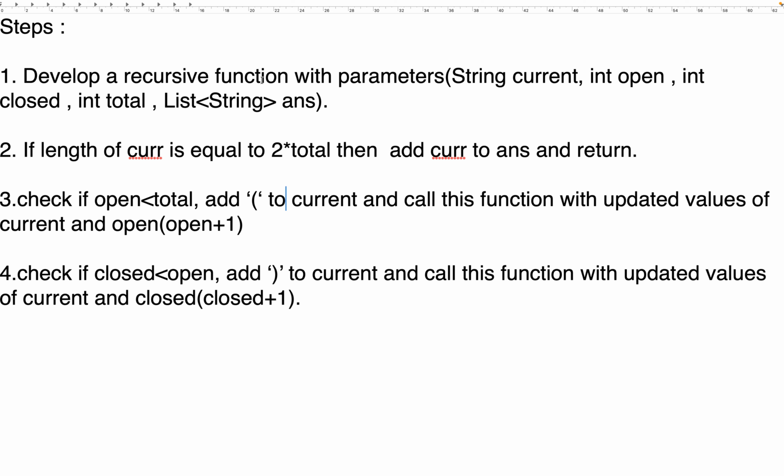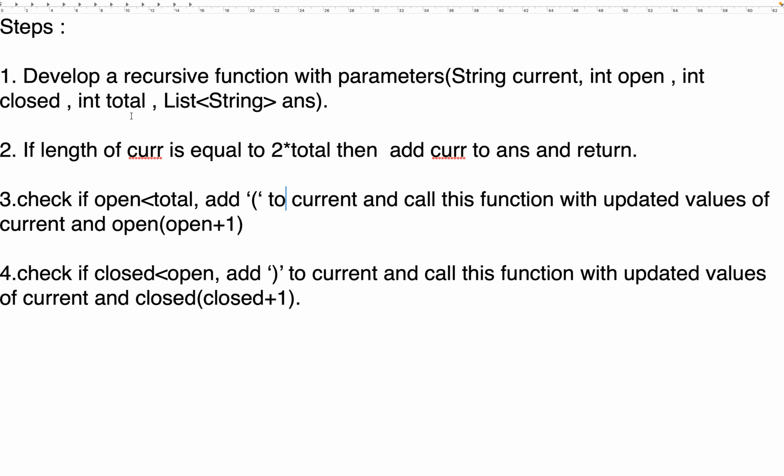We will create one function and call it recursively, and that function will have these parameters: a string current. In the string current, whatever open or close parentheses we get, we will add them. Then an integer open and an integer closed: for the open parentheses, we will pass how many brackets we are going to pass into the function, and for the close parentheses we will pass an integer total.